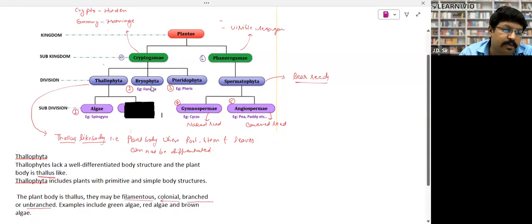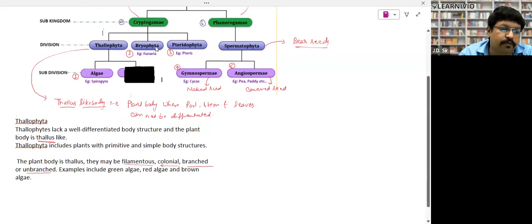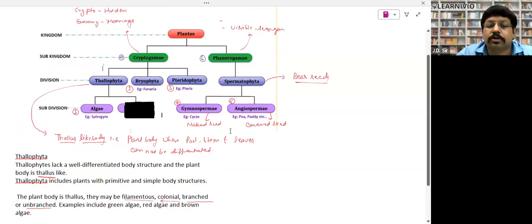Further, the cryptogams have been divided into three categories: Thallophyta, Bryophyta, and Pteridophyta. Thallophyta have a thallus-like body, which means the plant body where the root, stem, and leaves cannot be differentiated, right? You cannot differentiate where the root is, where the stem is, where the leaves are. So in Thallophyta, it's algae. Now, in the phanerogams, we have Gymnosperm and Angiosperm.